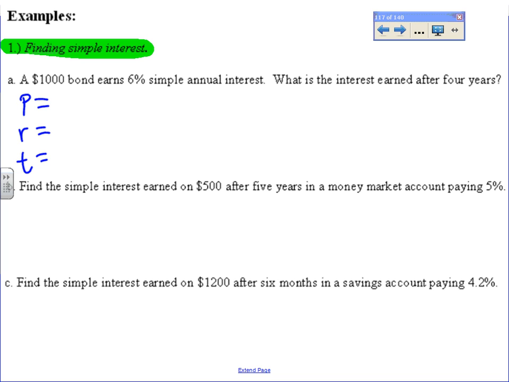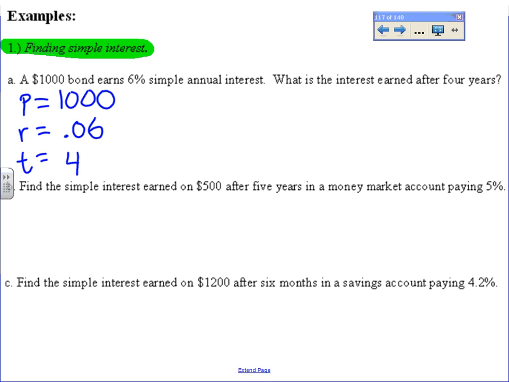With me just reading that like it is, what is the principal in this problem? What's the principal, Alexis? Good. The principal is $1,000. What is the rate as a decimal? Kevin? Good, 0.06. It was 6%. You're converting it to 0.06. And what is T? It has to be in years. Jackie? Good. T is 4.